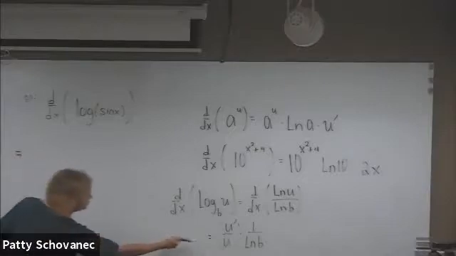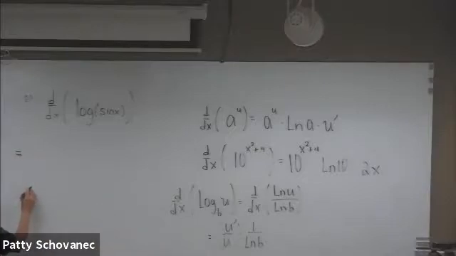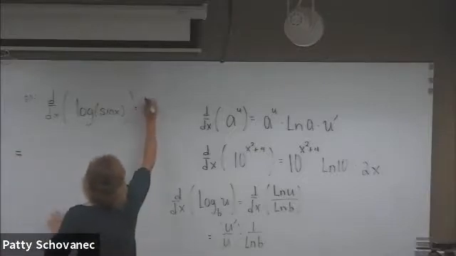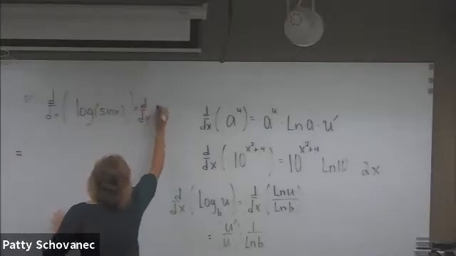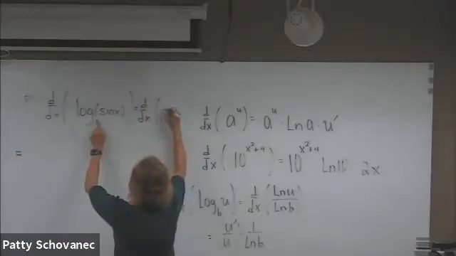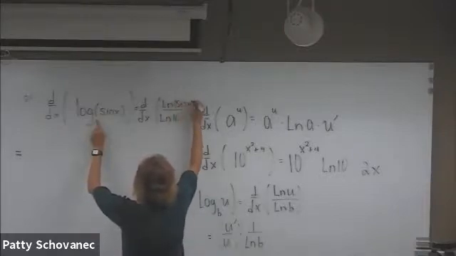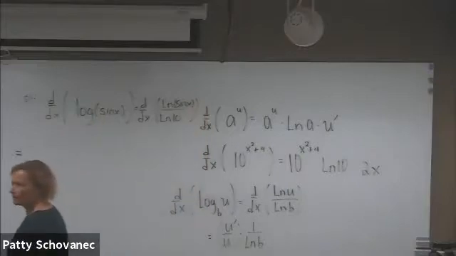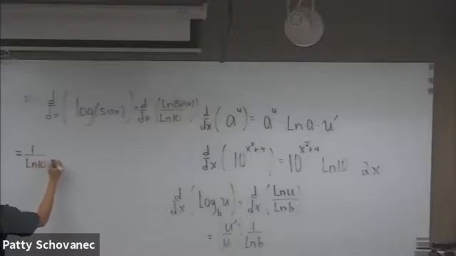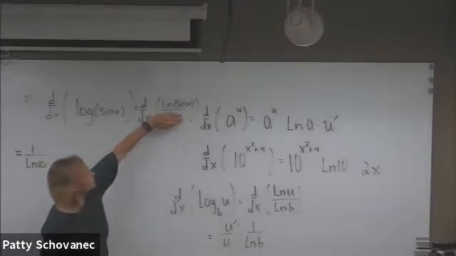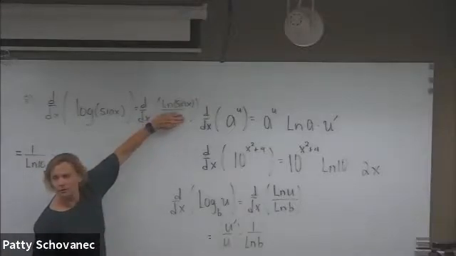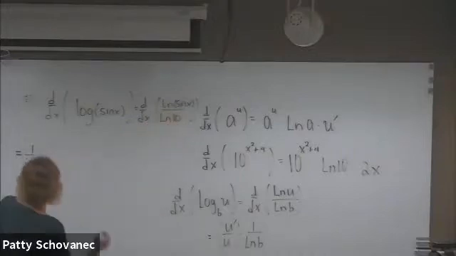Okay, so if we want to jump straight down here, or we can put the in-between step in, let me do both. This base is a 10, so downstairs I'll have a natural log of 10. On top I have the natural log of the sine. So here's the natural log of 10, I'll just pull it out front. And now you're taking the derivative of the numerator. 1 over u times u prime, 1 over sine times the cosine.